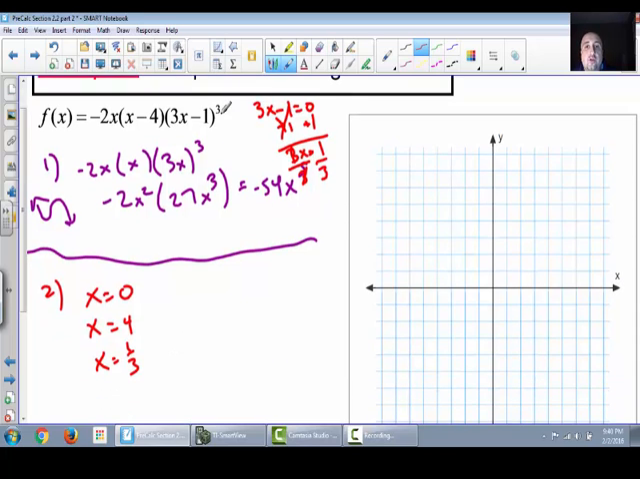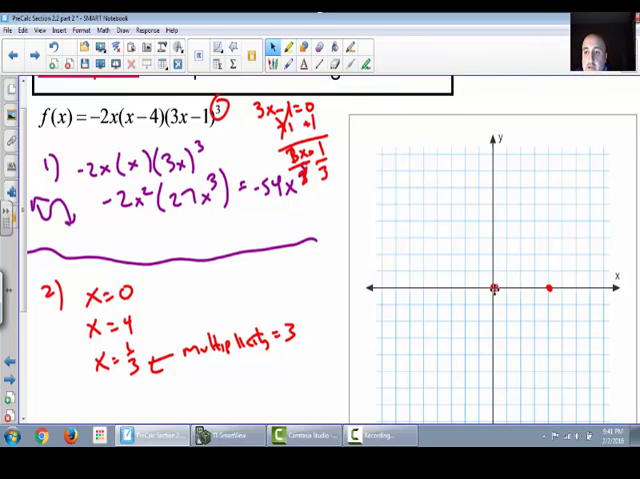And now, what do we notice? This is a multiplicity of 3. Multiplicity equals 3. So we'll come back to that. All right, so let's plot our zeros. So we have 0. We have 4. 1, 2, 3, 4. And we have 1/3. Let me move this dot a little bit. I made it a little too big. Our last one is at 1/3, which is really close here. It's kind of hard to do on this grid.